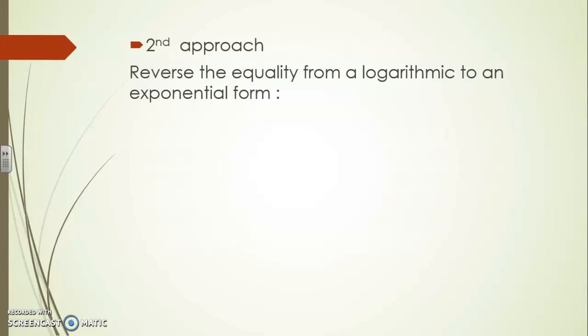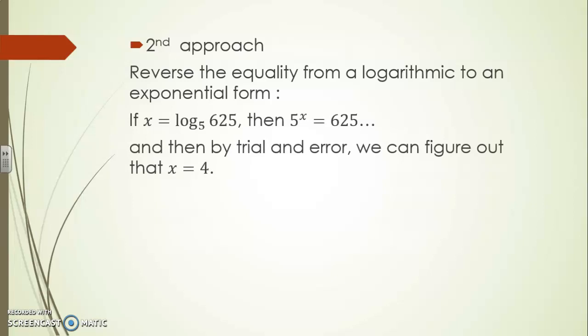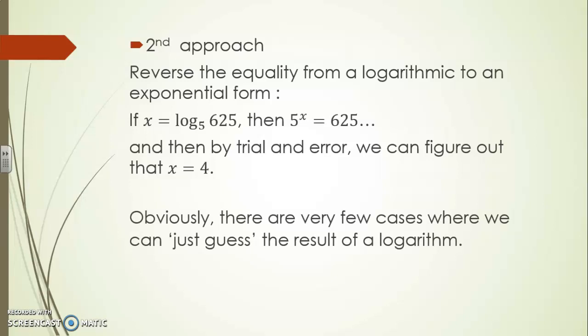As a second approach, we can reverse the equality from a logarithmic form to an exponential form. Whatever number x is equal to log in base 5 of 625, then that same number applied as the power of 5 should give 625. By trial and error, we can then figure out that x is 4. Now, in most cases, it will be very difficult to calculate a logarithm, and we will not be able to find them just by guessing. The calculator will obviously be quite helpful.